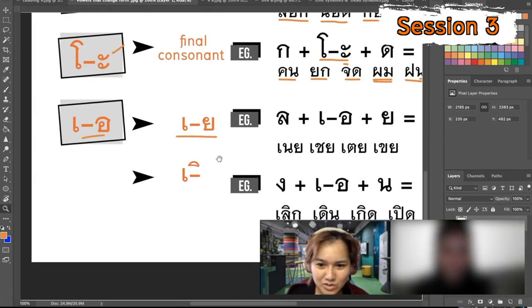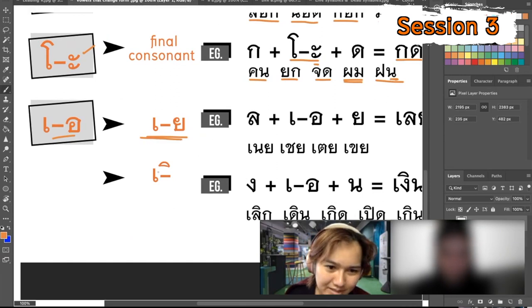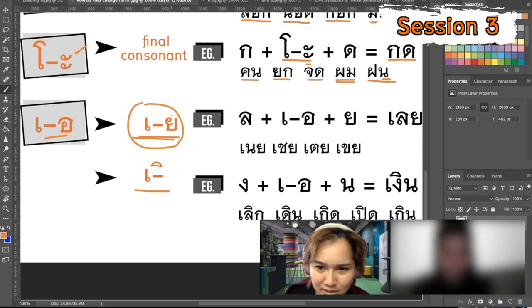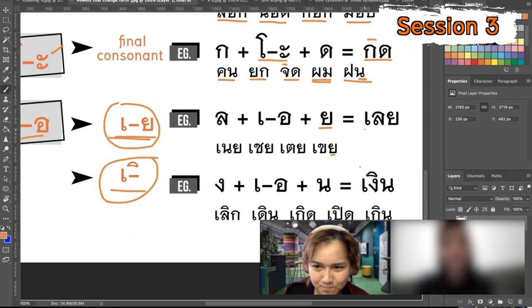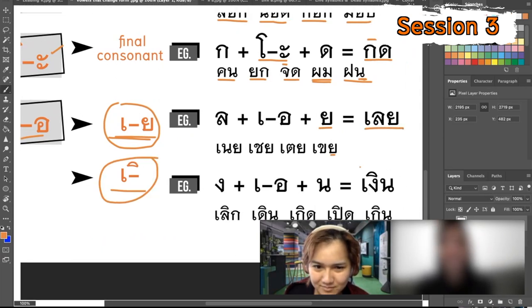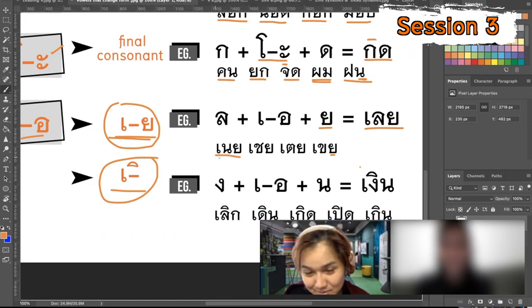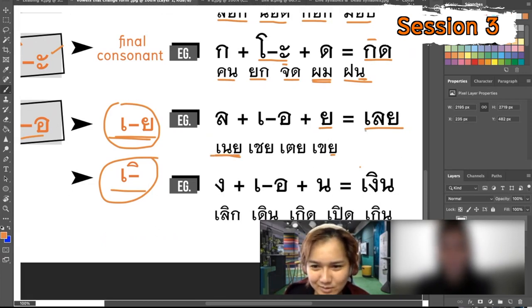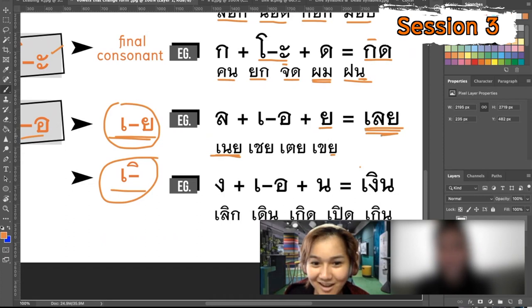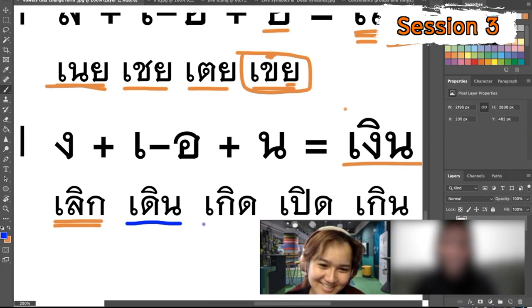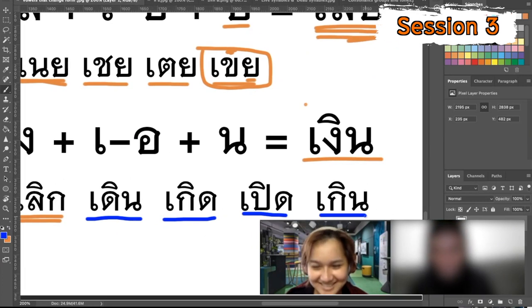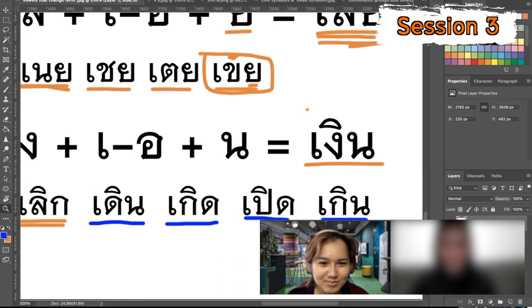It can be changed to two forms, this one and this one. This form is only used if the word ends with yor yak. If it's not yor yak, it will change to this form. So the first word will be nay. Yes, nay means butter. Okay, this one, lui. Yes. Then easy, yes. Last one, gun. Yes. Dun. Okay, good job.